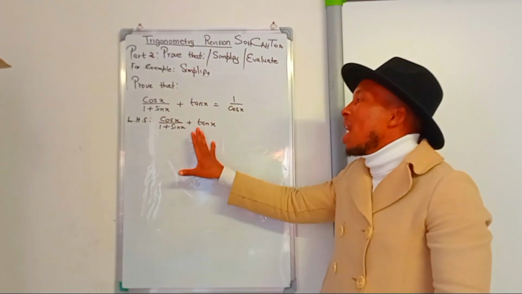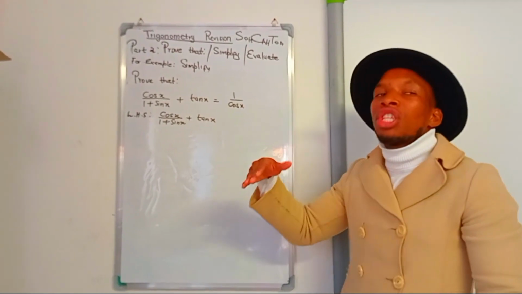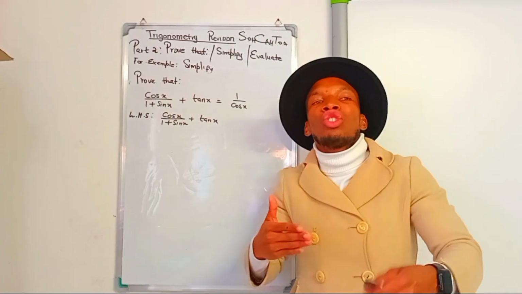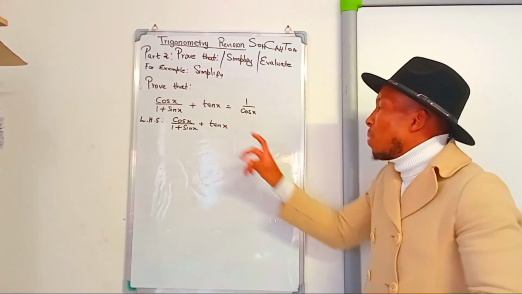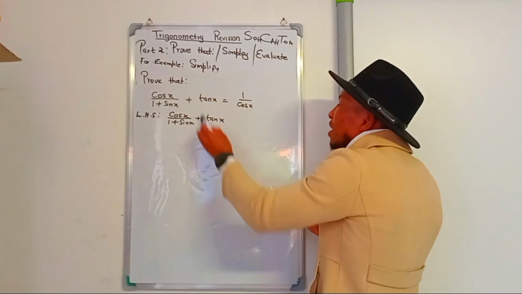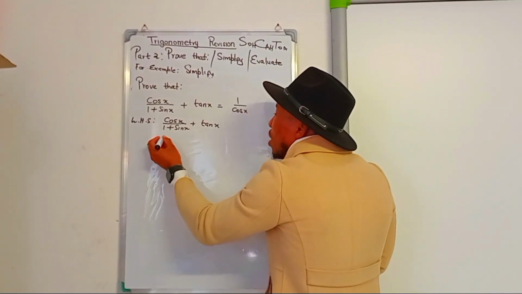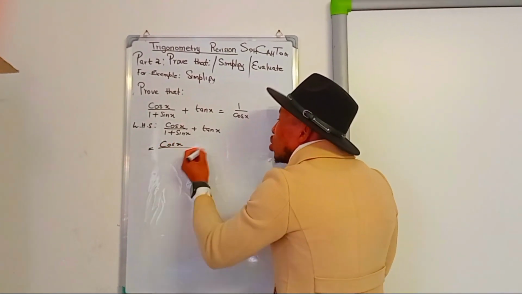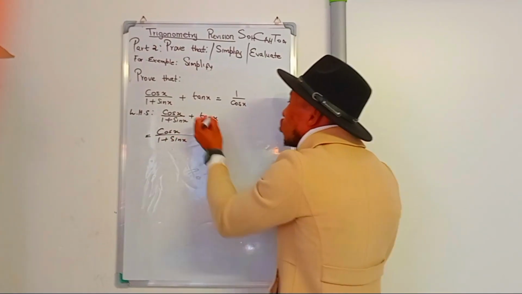What do you know here on this cos x over 1 plus sin x plus tan x? Which trig ratio do you know that you need to change? Which equation that I taught you at the beginning of the video is going to be used here to change the tan x? The other things are going to remain the same, 1 plus sine x. You're just going to change the tan x.